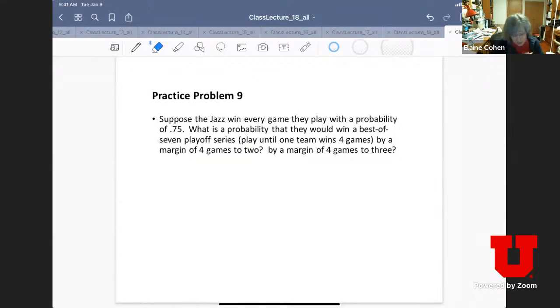Suppose the Jazz win every game they play with a probability of 3/4. If you don't know who the Jazz are, you don't watch basketball. What is the probability that they would win a best of 7 playoff series, where you play until one team wins 4 games, by a margin of 4 games to 2, or by a margin of 4 games to 3?